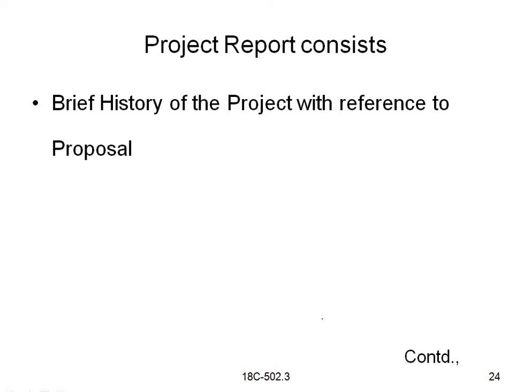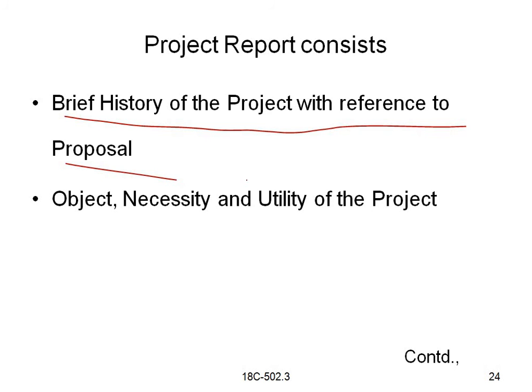Next, the project report consists of a brief history of the project with reference to the proposal. Any project which is prepared, we have to keep the data of the project in the report. That is nothing but the brief history of the project. And the next is object, necessity and utility of the project. What actually is the project, why it is necessary and how we are using it for the public. That should be compulsorily mentioned in the project report. That is known as the object, necessity and utility of the project.